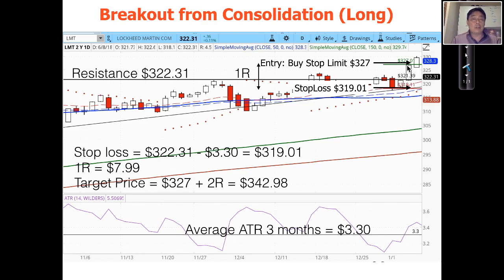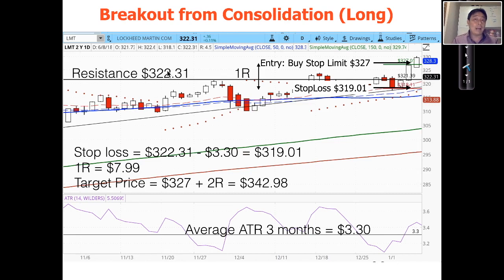Where do we place our stop loss? So recall, we place our stop loss below the resistance that it has been broken out of. Remember, when the price breaks out of resistance, that resistance now becomes a support. So the support/resistance is at 322.31. If the price comes back down, we expect it to be supported by 322.31. But we have to give a bit of buffer in case it goes a bit below that. So we're going to place our stop loss 1 ATR below this level, 322.31.